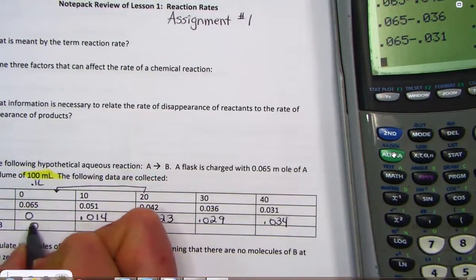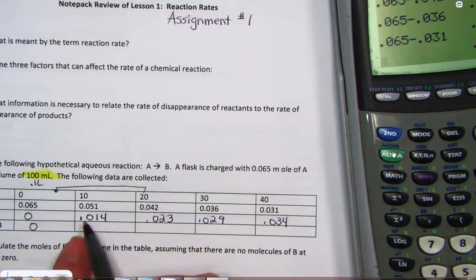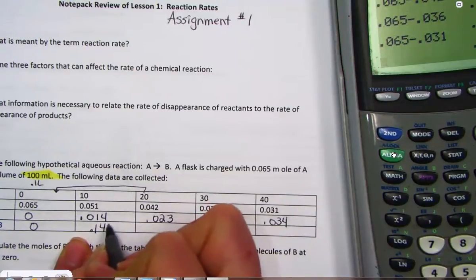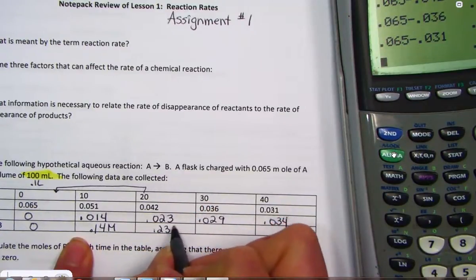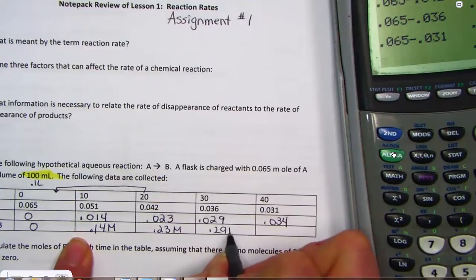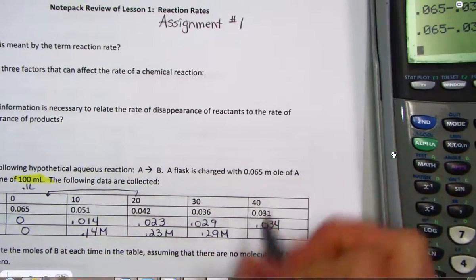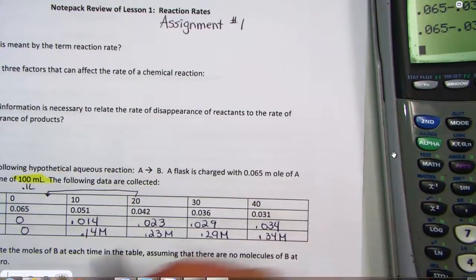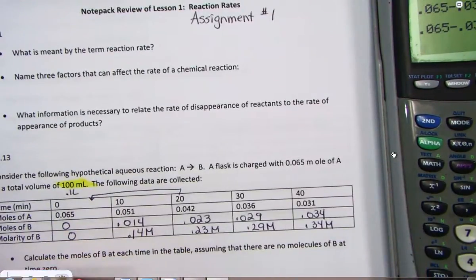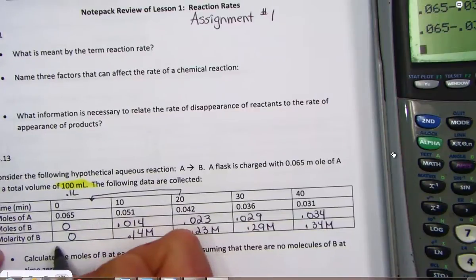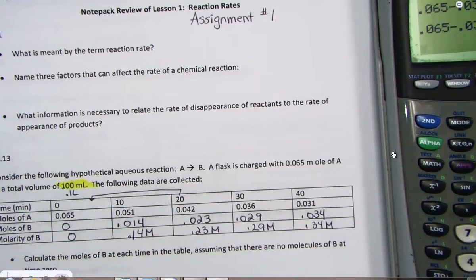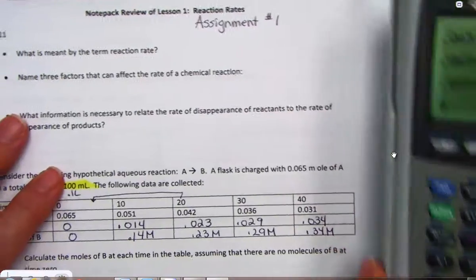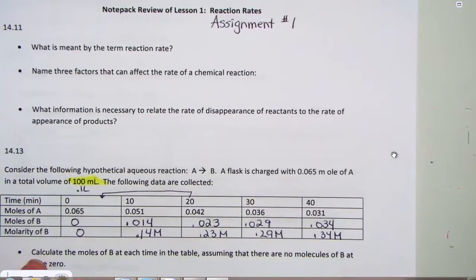Of course, we have no molarity at time 0. 0.014 divided by 0.1 just slides the decimal, and I'll just fill that in for the remainder. So the number of moles divided by liters just switches the decimal one spot. Molarity is moles per liter, so we simply take moles divided by 0.1 liter and we arrive at that last grid. So we've done this. We've calculated the moles.